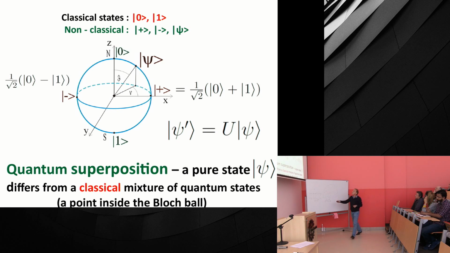So quantum superposition is a kind of quantum effect. It's a pure state which differs from a classical mixture of quantum states. A classical mixture is exactly on this line joining 0 and 1, at this stick, and quantum states are just outside this stick. But as you have seen, due to decoherence, the lifetime of such a state is relatively short. Here it was even too short.